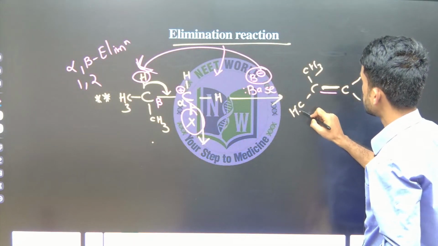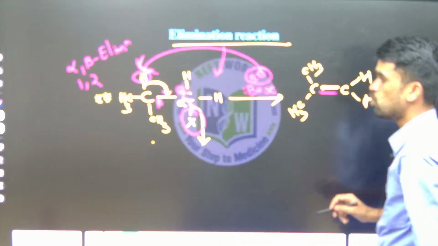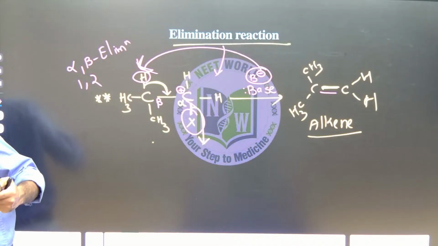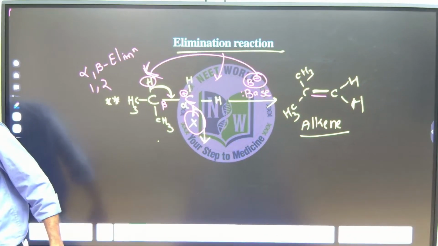That's it. So by alpha beta elimination, what type of products are formed? Alkenes are formed as a product. Alkene will be the product in alpha beta elimination. Is this clear, whatever we discussed? Clear?